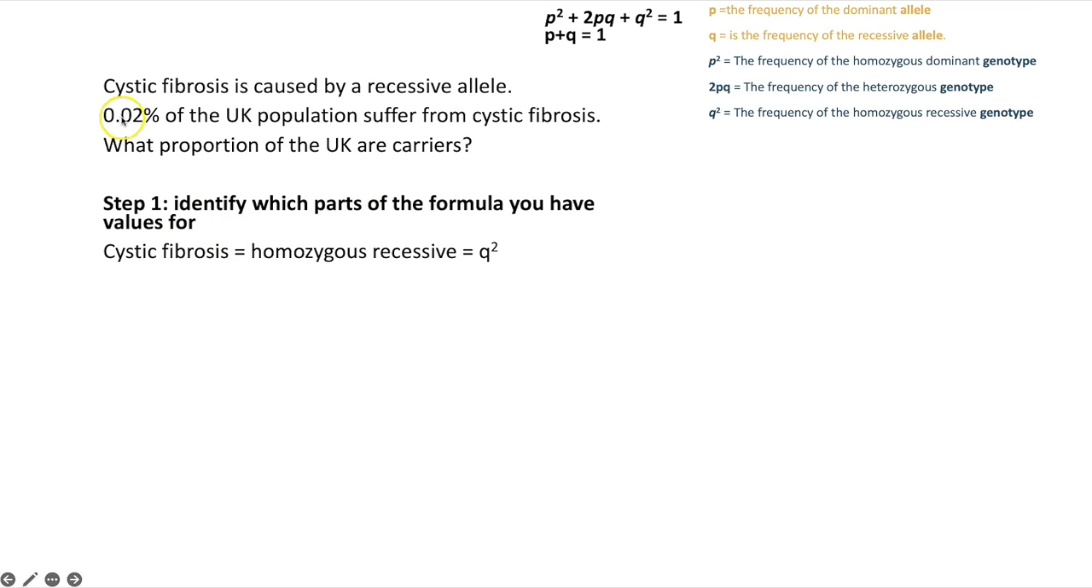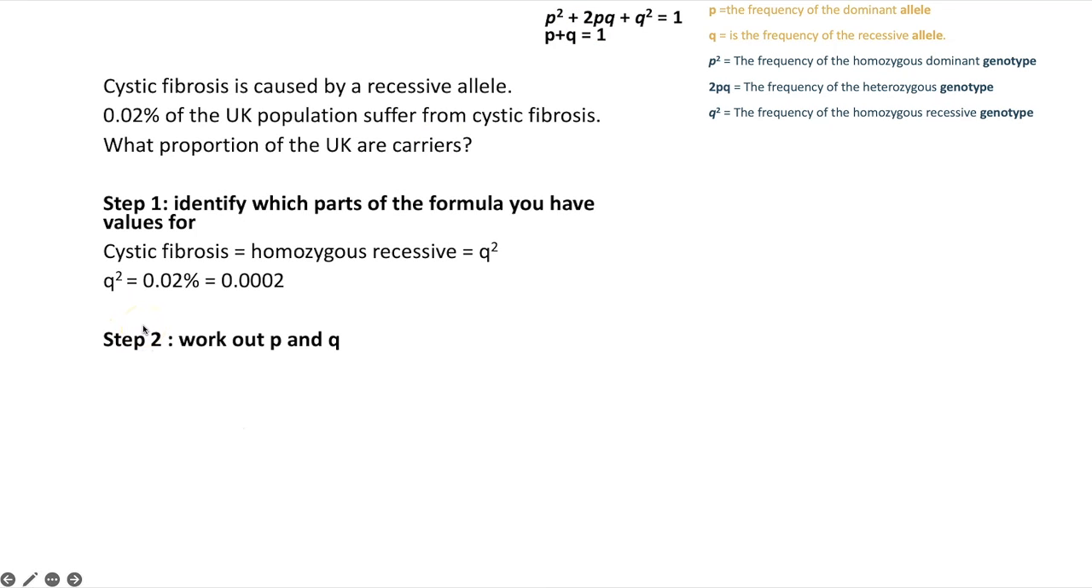So if 0.02% of the population have cystic fibrosis, they must be homozygous recessive individuals, which is q squared. So that means q squared is 0.02%. We always convert it out of the percentage though. So that is q squared. They want you to say what proportion are carriers. Carriers would be heterozygous, so 2pq is what we are working out.